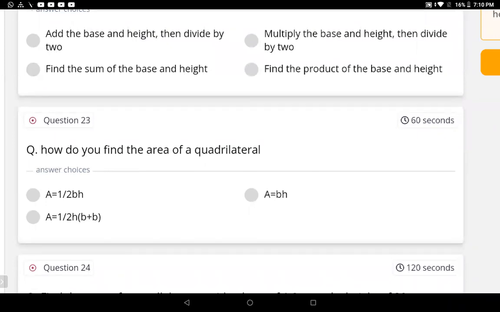How do you find the area of a quadrilateral? BH. Area of quadrilateral, ma'am, I think it's C. Ma'am, BH. Wait, Sahu. Half BH is of a triangle. No, of course, half BH. Ma'am, it is half BH only. Half BH is a triangle. No, ma'am, it is BH only. BH only. Ma'am, it's C.